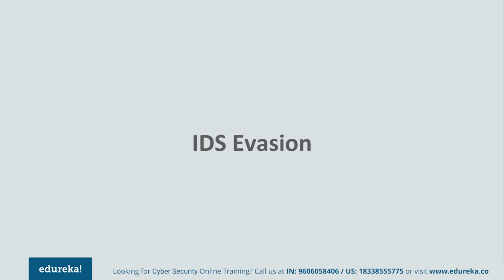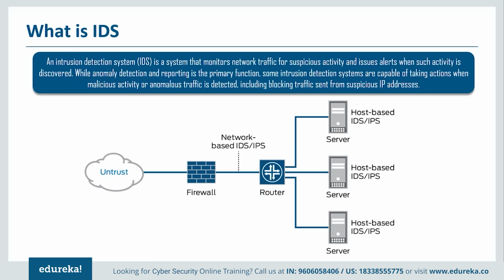Before we get into IDS evasion, let's talk about what exactly is an IDS. An intrusion detection system, or IDS, is a system that monitors network traffic for suspicious activity and issues alerts when such activity is discovered. While anomaly detection and reporting is its primary function, some intrusion detection systems are capable of taking actions when malicious activity or anomalous traffic is detected, including blocking traffic sent from suspicious IP addresses.